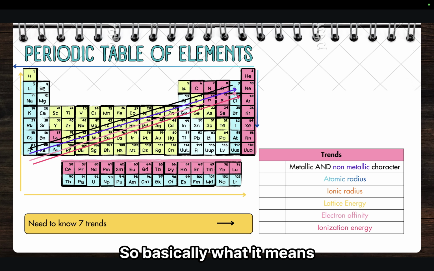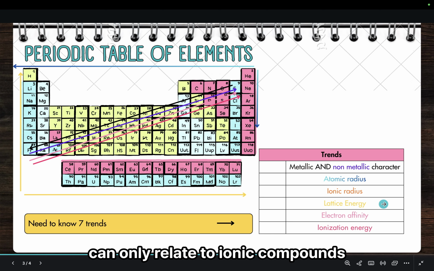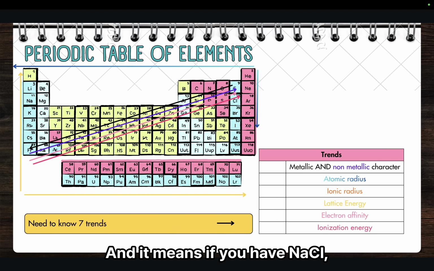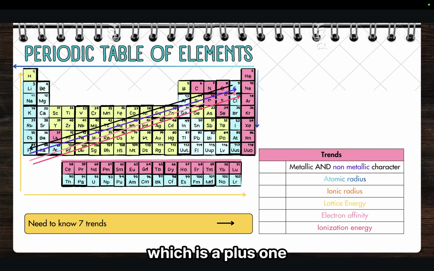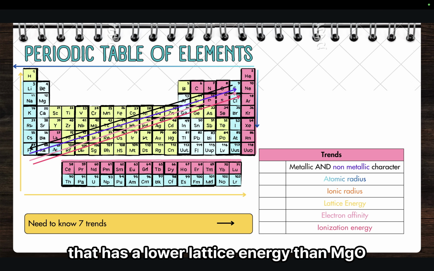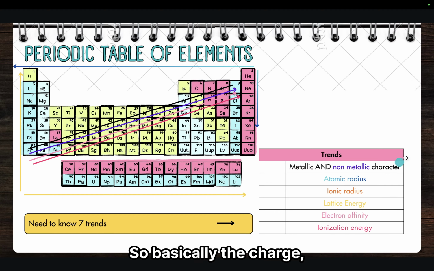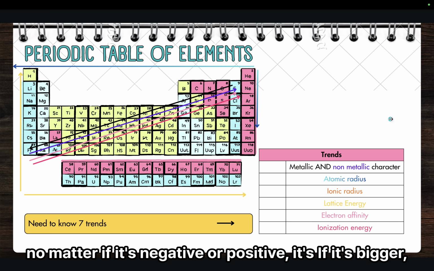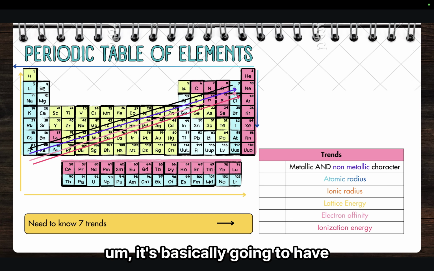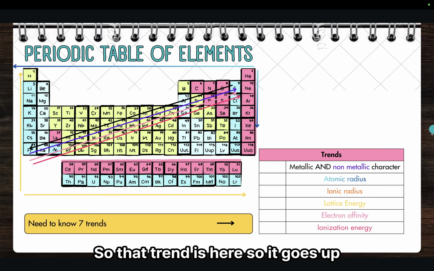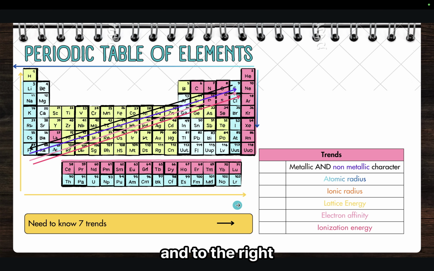What it means is that lattice energy can only relate to ionic compounds. If you have NaCl, which is a +1 and a -1 charge, that has a lower lattice energy than MgO, because magnesium is +2 and oxygen is -2. So the charge, no matter if it's negative or positive, if it's bigger, it's going to have a higher lattice energy. So that trend is here. It goes up and to the right.